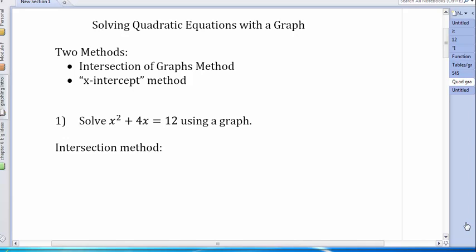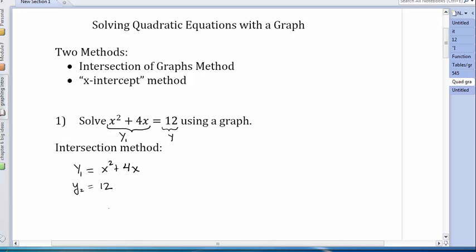And what I do for that is I take each side of this equation and I think of each one of those as a different graph. One graph is y equals x squared plus 4x, and you may know because that's an x squared, this is going to be a parabola or a U-shaped graph. And the other one is y2 equals 12.